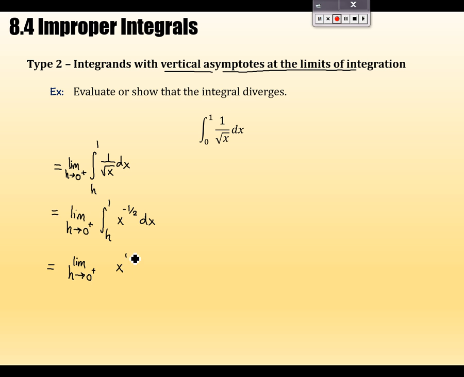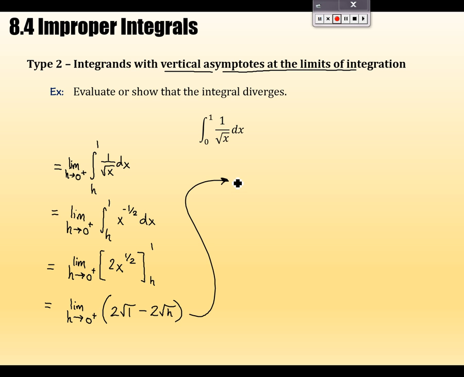Yeah, x to the 1/2, with a 2 out front. Catch us if there are any arithmetic errors along the way, right? And then, yeah, I think that's just a square root, so it's going to be 2. Well, we'll plug it in. It's 2 times the square root of 1 minus 2 times the square root of h.